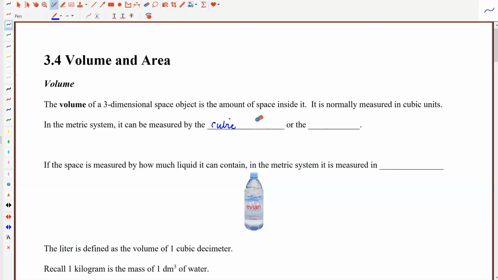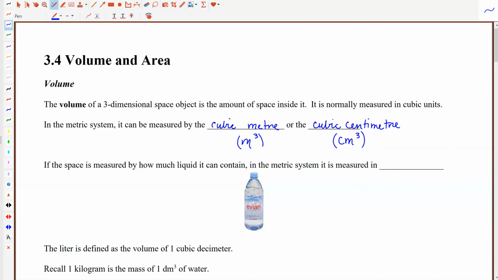which can be abbreviated with an m with a little 3 after it, or we can measure the space with the cubic centimeter, which can be abbreviated with a cm and a little 3 after that. So for cubic meter and cubic centimeter, those are their abbreviations.